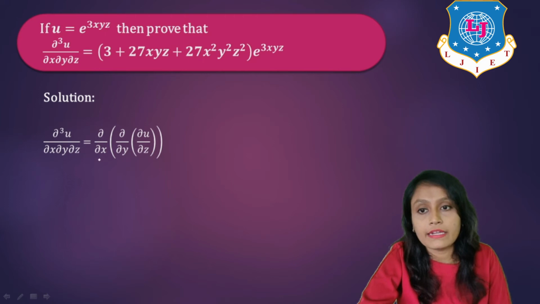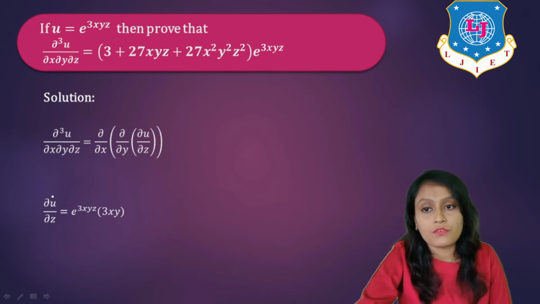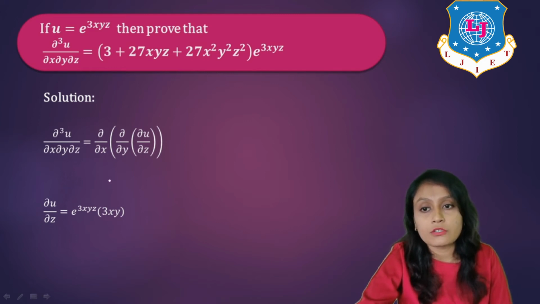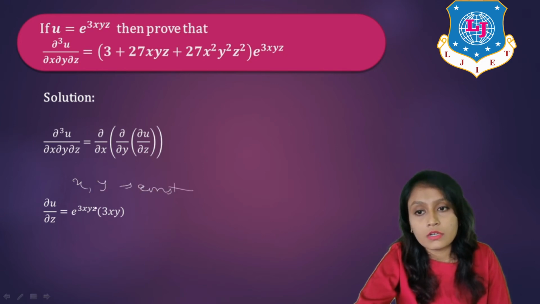Firstly we will write it in this form, that is ∂/∂x of ∂/∂y of ∂u/∂z. So first we will solve ∂u/∂z, then we will find the derivative with respect to y and then with respect to x. So first let's begin with ∂u/∂z. Here we have to find the derivative with respect to z, so the other two variables, x and y, are constant. The derivative of e raised to 3xyz is e raised to 3xyz into 3xy, because here we have to apply the chain rule. So the derivative of 3xyz will be 3xy.